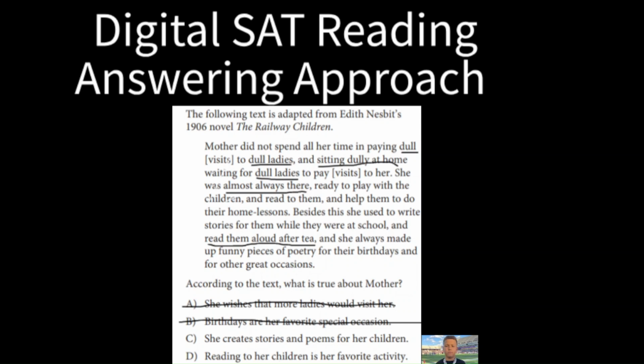Reading to her children is her favorite activity. Okay, I think you guys know where we're going with this. Favorite activity, where does it say favorite activity in this entire thing? She does like reading stories to them and writing poetry and reading it to them, but it never says favorite activity. This is also extreme language. So let's just eliminate that and we get C. C is our answer choice, and it's the correct answer choice.